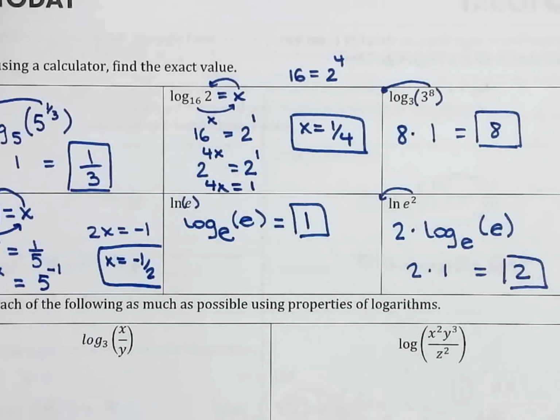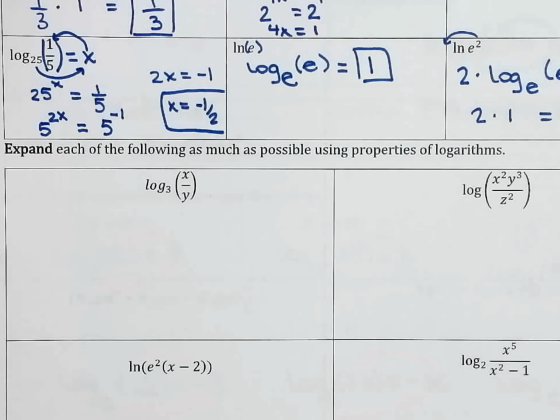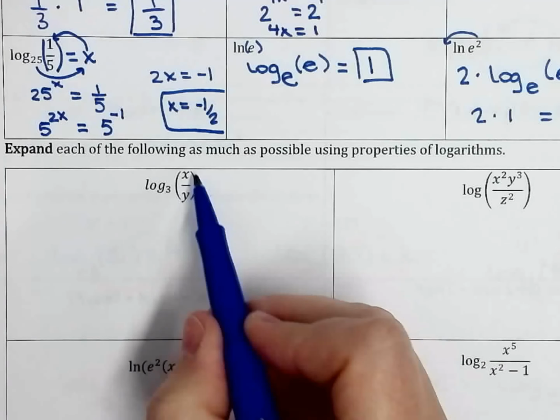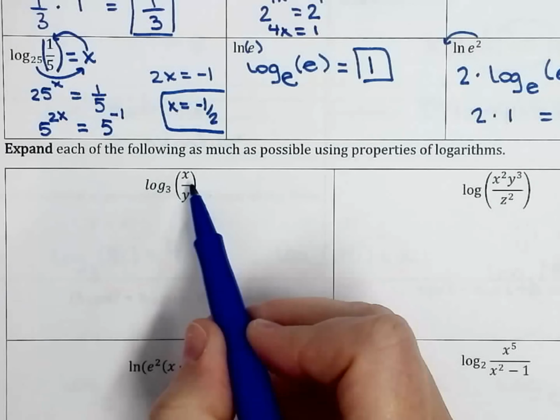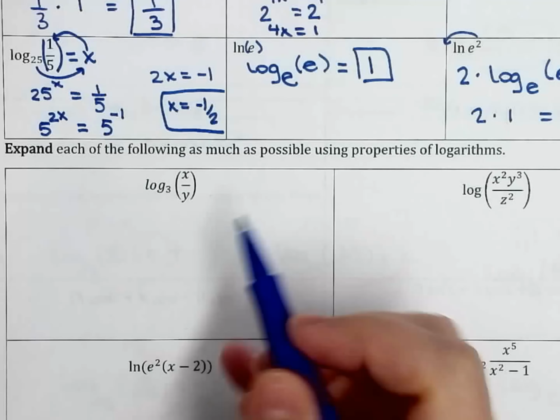Easy. Okay, 6 more. Now we need to expand. Expand means you have to make it bigger. So I'm going to apply the properties over here. So I'm dividing the arguments. So when you divide the arguments, you subtract the logs.